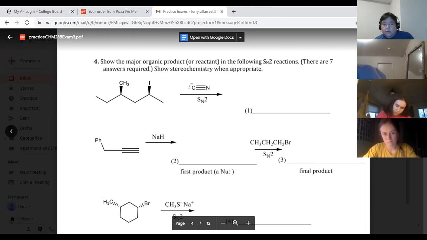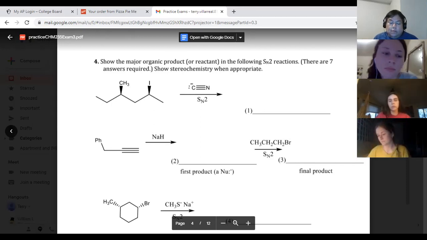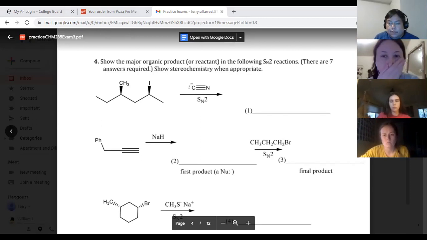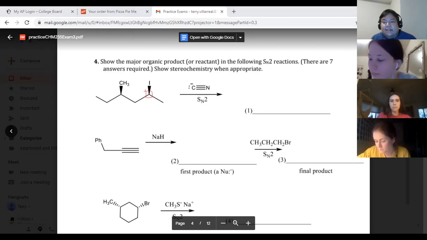All right. So we know that this is an SN2 reaction. So what do we just have to identify? The only thing we need to identify is our carbon, where our leaving group is. So this is my carbon with my leaving group. Is it a stereo center?